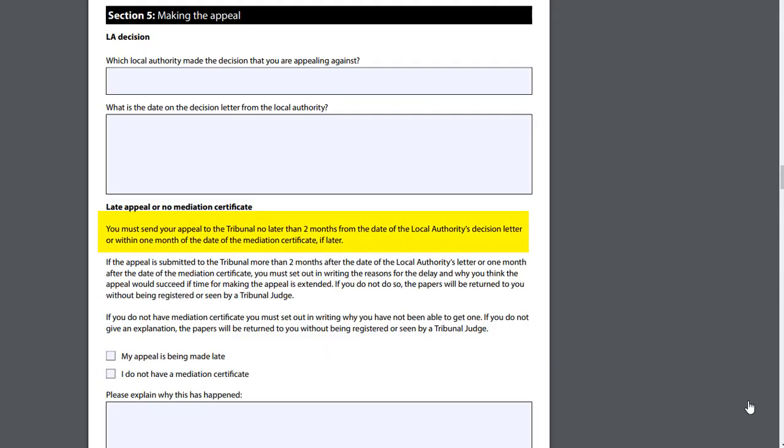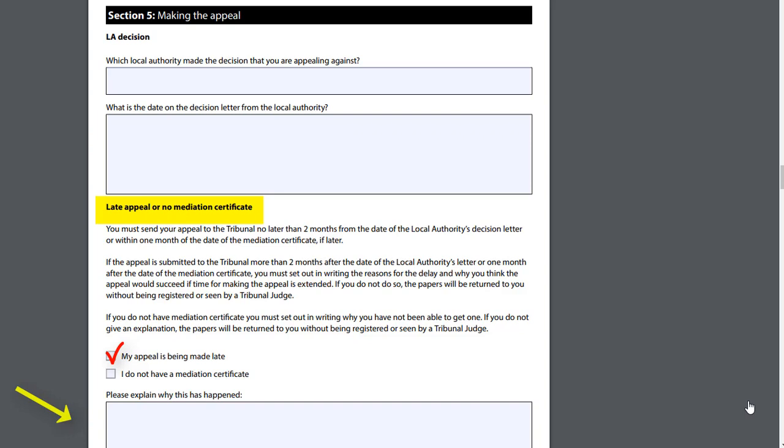You must send your appeal to the tribunal no later than 2 months from the date on the local authority's decision letter, or within 1 month of the date of the mediation certificate, if this is later. Now this part of the appeal form is only for parents or young people who are sending in a late appeal or who have not got a mediation certificate. If your appeal is late, you will need to explain in this box why you feel the appeal would succeed if the tribunal extends it.